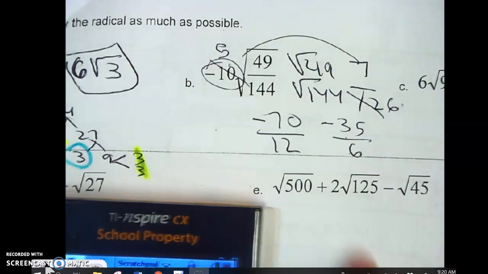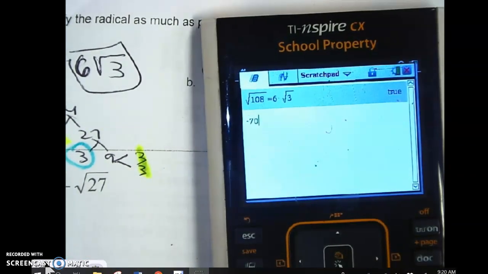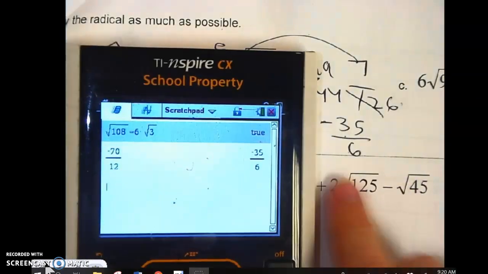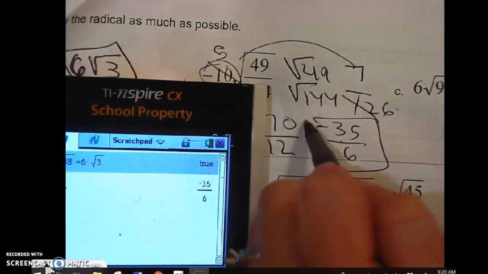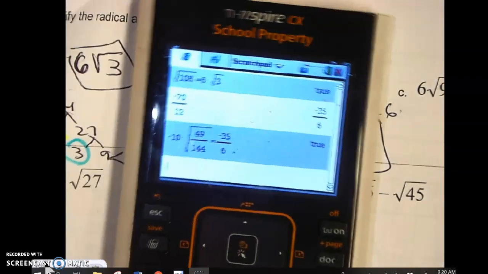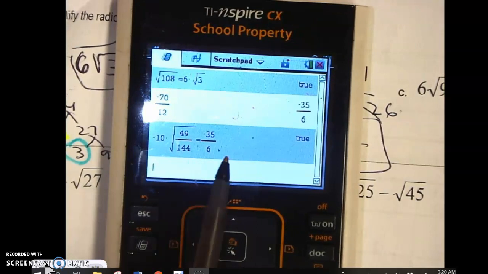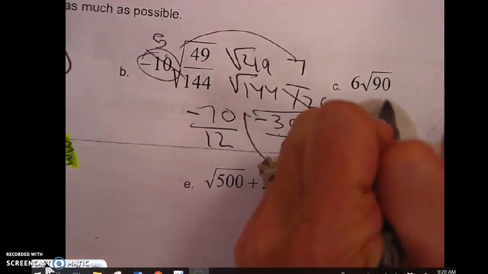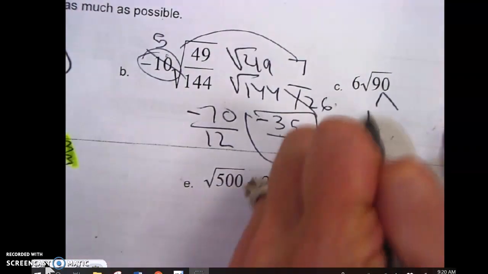Another thing I can do is I can pick up my calculator and go negative 70 divided by 12, and it simplifies the fraction for me. Okay, how do I know if it's true? I can check it in the calculator. Let me pause it and do that. So what I did, I took the question, I set it equal to the answer, and it says it's true. Now I know that I know. I'm good to go. All right, let's go to the next one. I won't check all of them, but I wanted you to get the idea on how to check them.